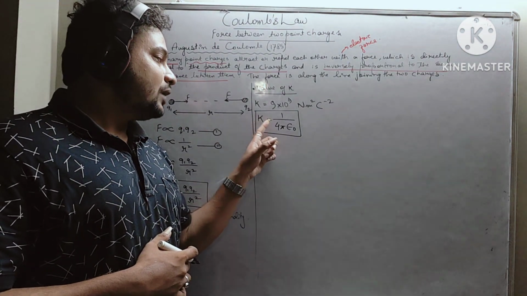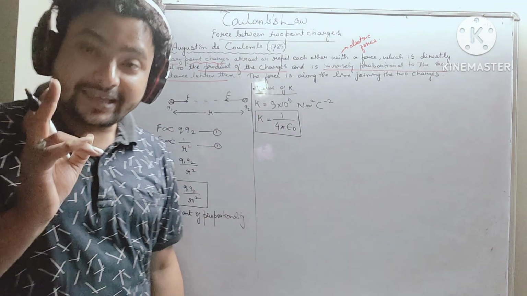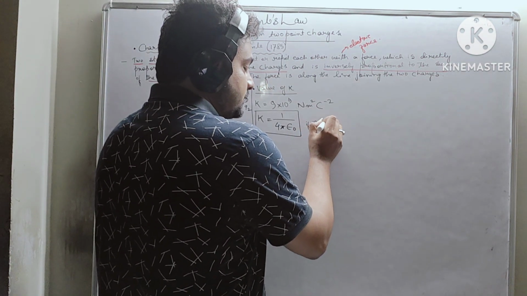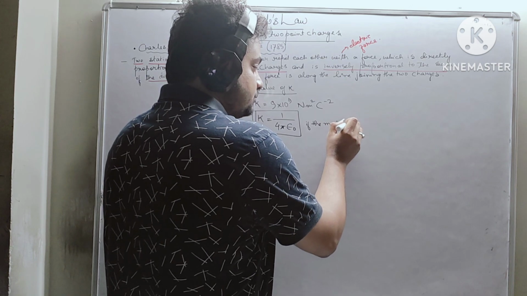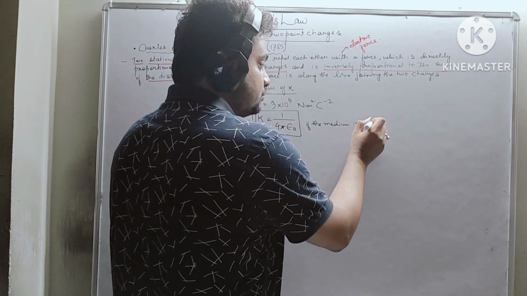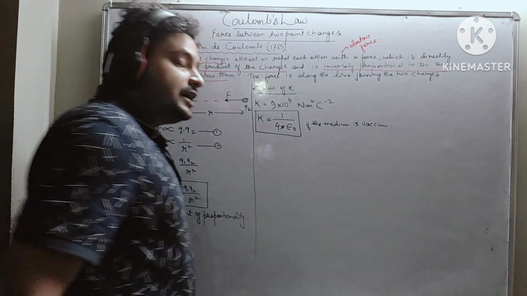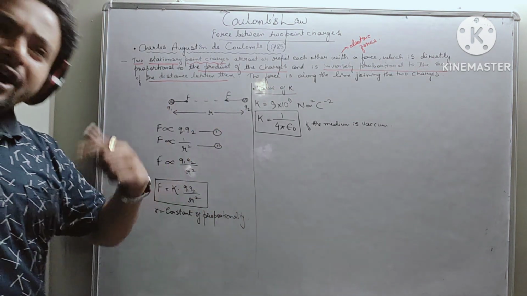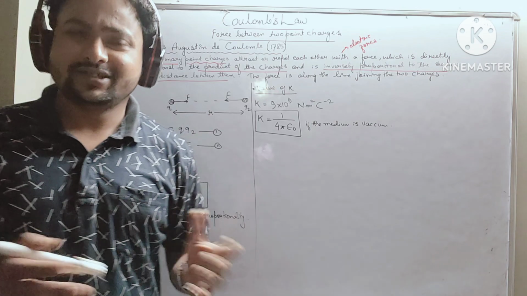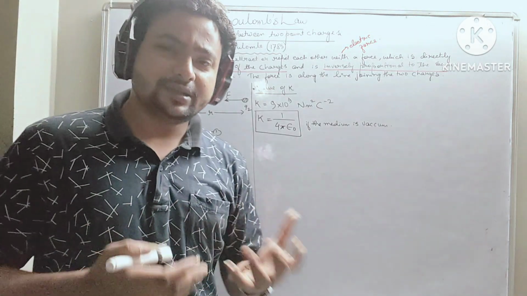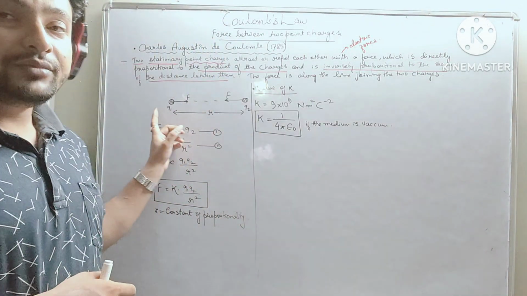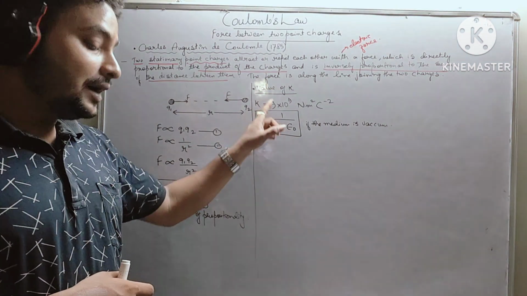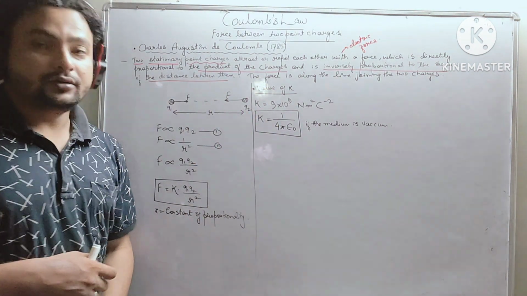So the value of k is 1 divided by 4 pi epsilon naught if the medium is vacuum. That means if there is vacuum between the two charges. Or you can consider air, because there is not much difference between vacuum and air, we consider them the same. So if the medium between these two charges is vacuum, then we take the formula of k to be 1 divided by 4 pi epsilon naught.